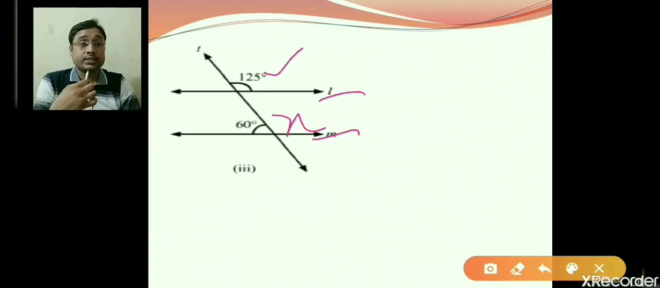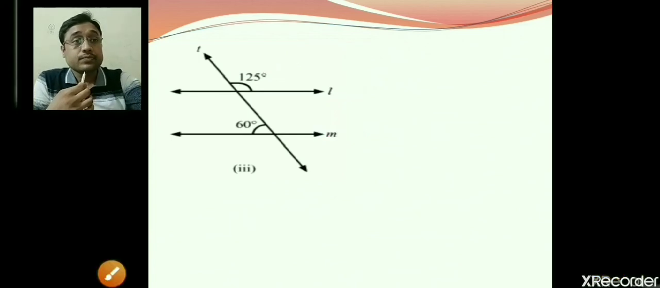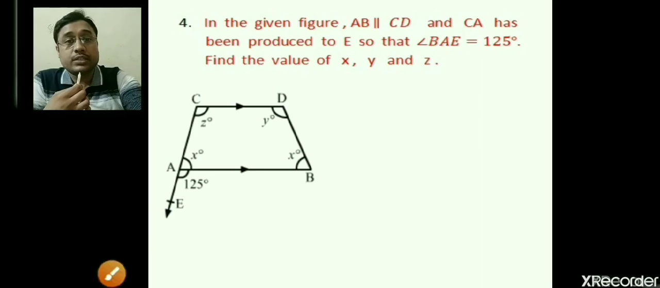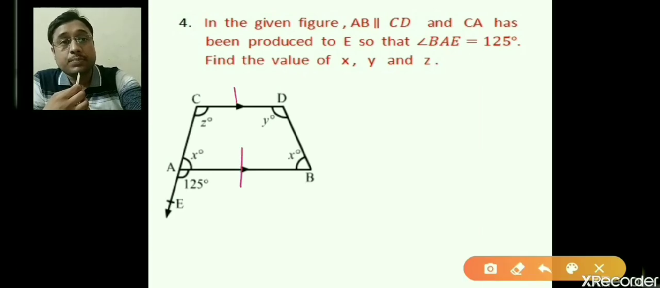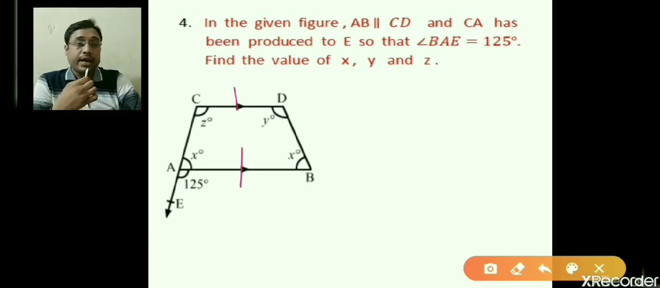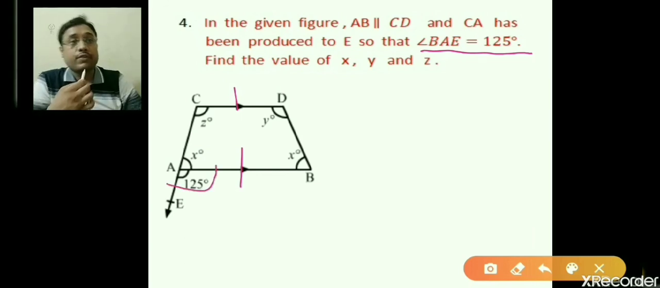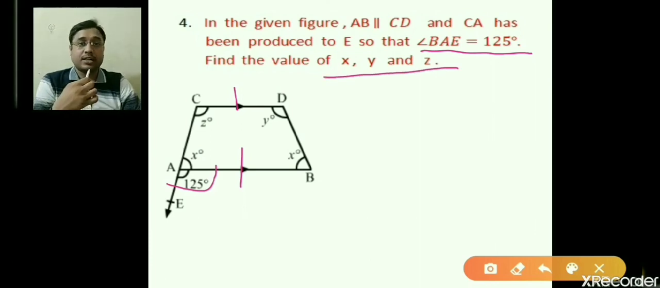Okay students, now next we have this also. In the given figure, look at this diagram nicely. AB is parallel to CD, and CA has been produced to E, so that angle BAE is 125 degrees. This angle is 125 degrees. Then find the value of x, y and z.